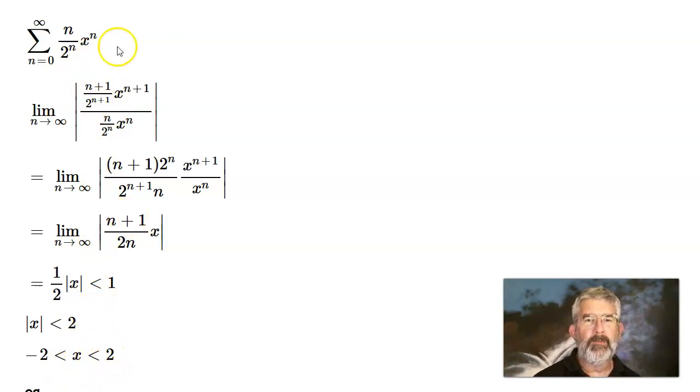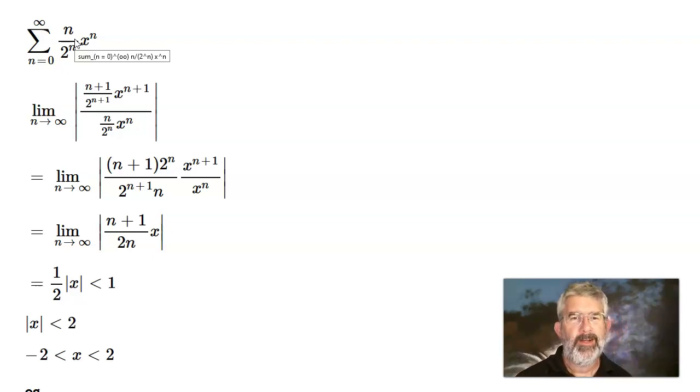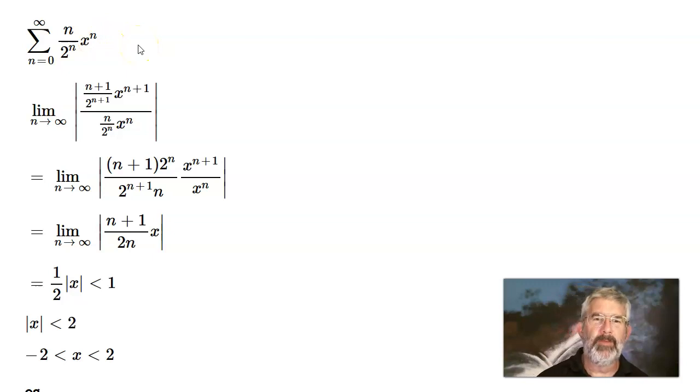If I plug a 2 in for x, so I do the upper endpoint here, then the 2 to the n's would cancel out, and you just have the summation of n. So that would be 0 plus 1 plus 2 plus 3 plus 4. That's the sum of the positive integers. I'm chuckling because there are videos you'll find on YouTube showing that that's equal to negative 1/12. It is not equal to negative 1/12. It diverges, all right? It diverges.